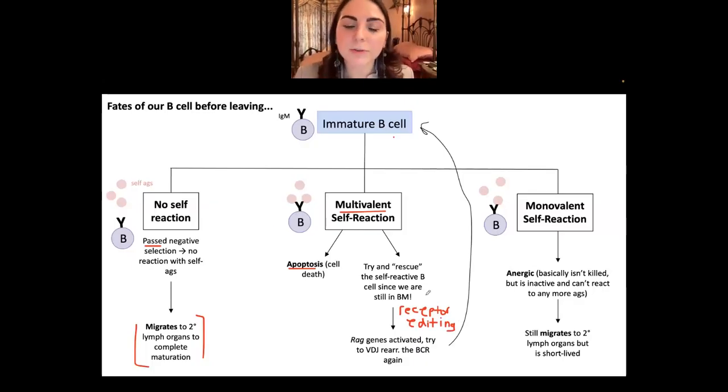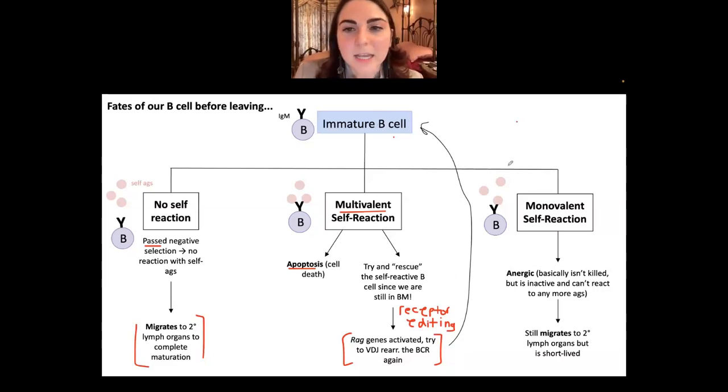But when you go through receptor editing, and this is what I was trying to emphasize earlier, the RAG genes are going to get turned back on. You can go through this whole process of VDJ again to try and make a better immature B cell that doesn't recognize self-antigen. The body can technically do this as much as it wants, and that's why I put this arrow, so then we go back to the immature B cell. It can go through this process a bunch of times, but I feel like it gets to a point where it's just like, all right, we're going to go through apoptosis. I don't think there's a trigger like, we did it 10 times, that's enough. Sometimes it tries to receptor edit over and over, and sometimes it's like, this isn't worth it.